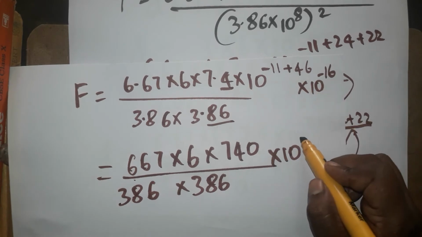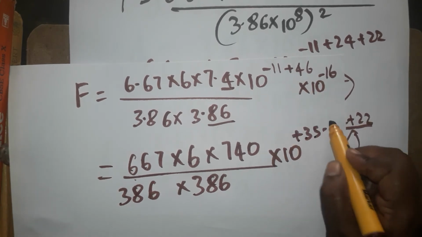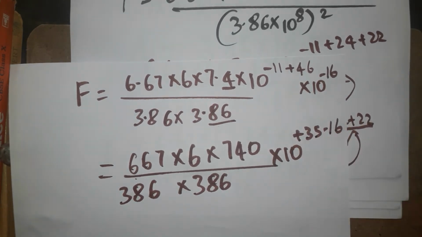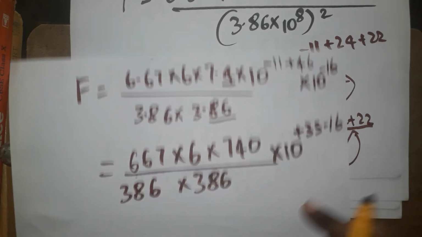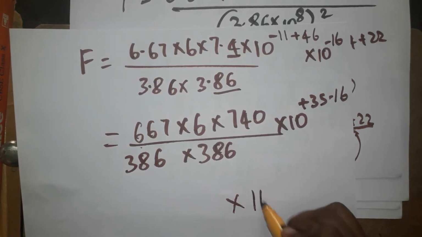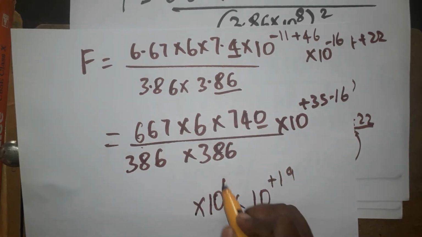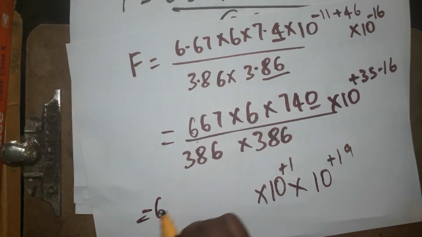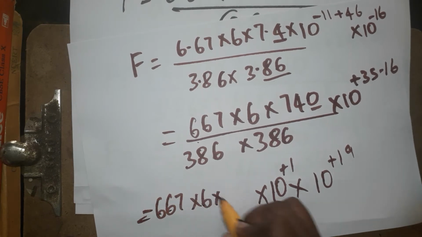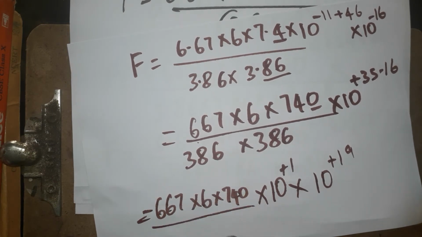So this thing will be plus 35 minus 16. So what is the answer? Plus 35 minus 16 I will get power as 10 power plus 19. So 10 power plus 19. Okay, because of this 0, plus 1 will be there. Okay, remaining as it is 667 into 6 into 740 divided by 386 into 386.